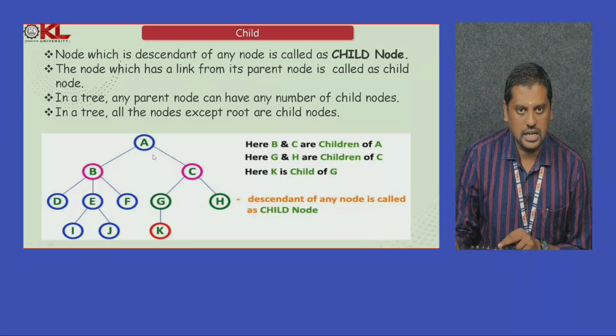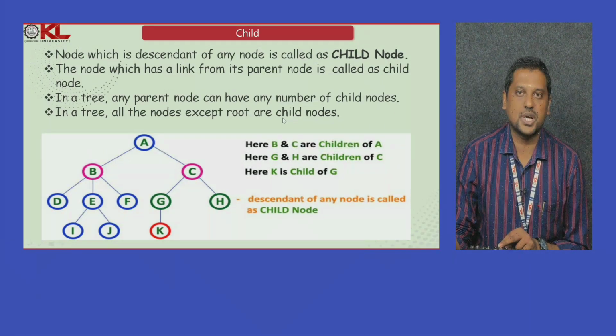Here in the given example, nodes B and C are children of parent node A. Here nodes G and H are the children of C. Here K is the child node of G. That is why we say the descendant of any node is known as a child node.